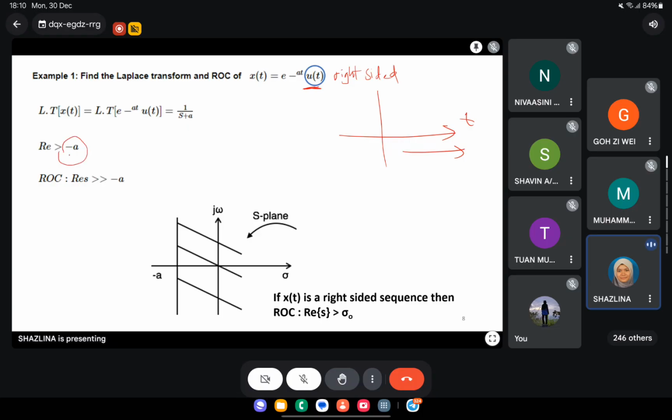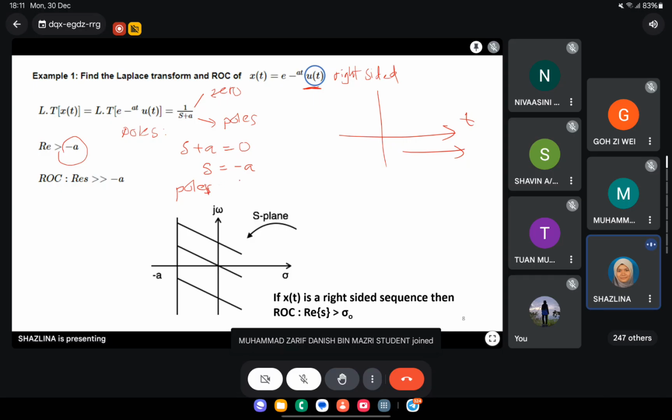So how do you get the ROC? You have to find the poles. Remember, up here is the zero. The numerator represents the zero if you make it equal to zero, and the denominator is the poles. So s plus a, or alpha, equals zero. So s is minus a. In this case there is only one pole, and the pole is minus a. Since this is a right-sided signal, the ROC, Re(s), is bigger than minus a. Minus a is the pole. Bigger is because it's u(t).